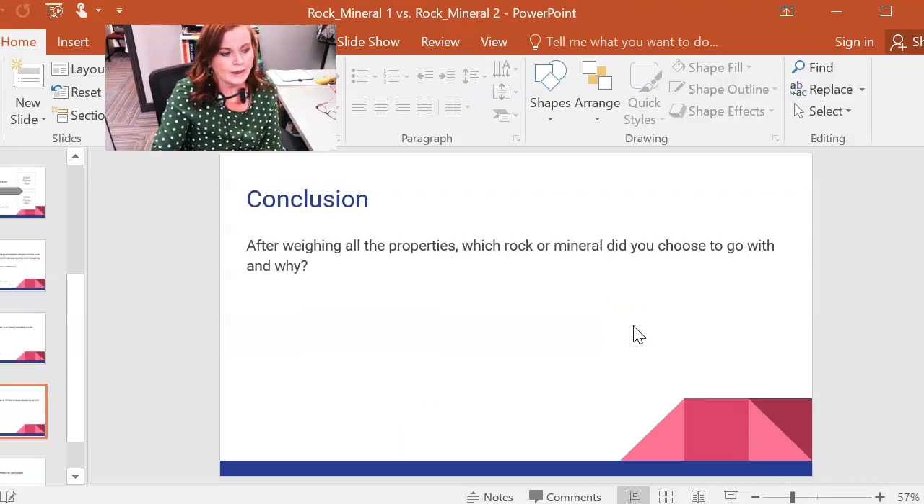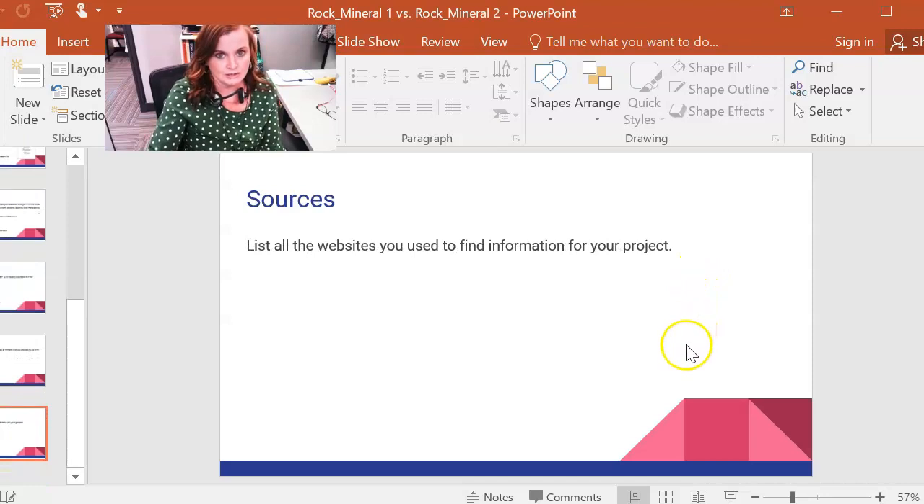And then finally, weighing all the properties of the rocks or minerals that you picked, which one are you going to go with and why? So explain at the end of the day, what is the one that will be the best fit for whatever use you're planning on using it for, and why is that? And then do give me your sources, not just your sources for your pictures, but obviously you're going to have to Google some of this information, so give me the sources for that information too.